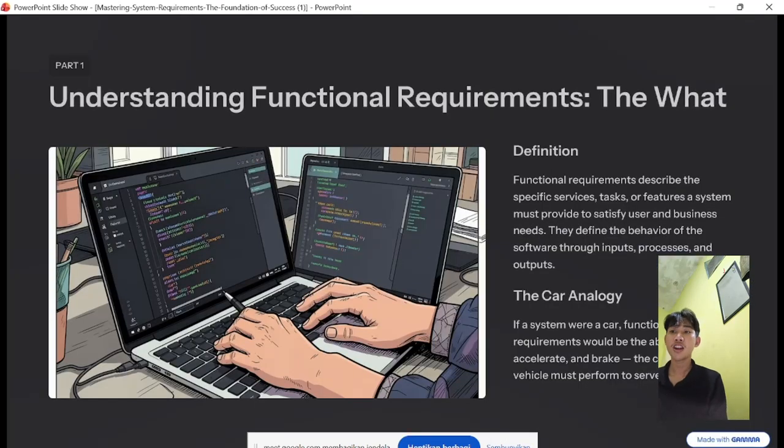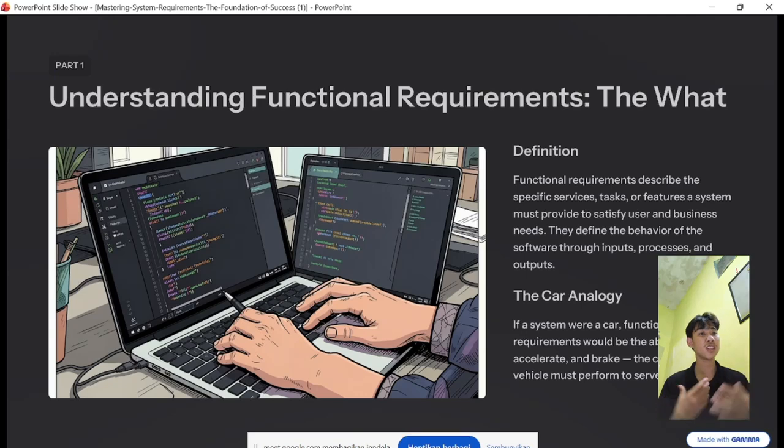Next slide. Understanding functional requirements. Definition: functional requirements describe the specific service, task, or feature a system must provide to satisfy user and business needs. They define the behavior of the software through input, process, and output. The car analogy: if a system were a car, functional requirements would be being able to steer and brake the car, the brake being the main purpose.